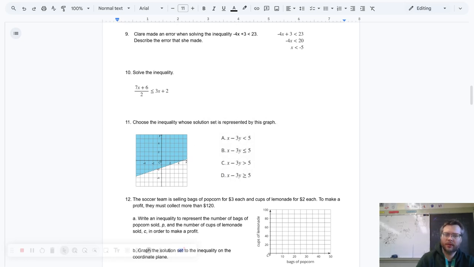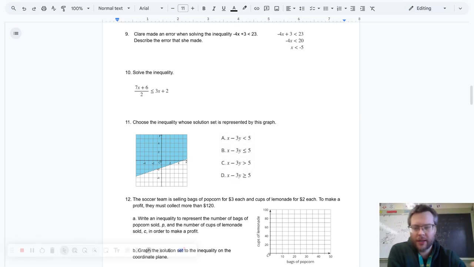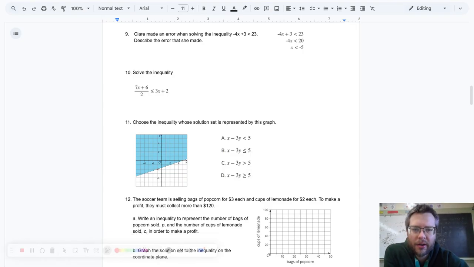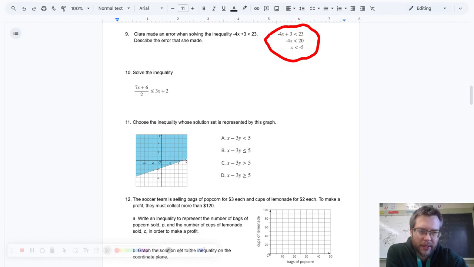All right, so going on with the review, now we're looking at page 3, some more inequalities to do. Claire made an error solving this inequality here, so we have to find the error. These are really good practice for you because a lot of times these are an error that you might have made yourself. So just go real slow, one step at a time, and see if you can see what she did.